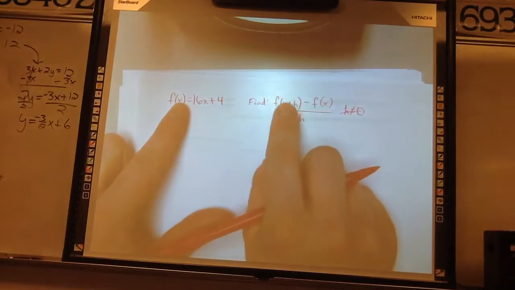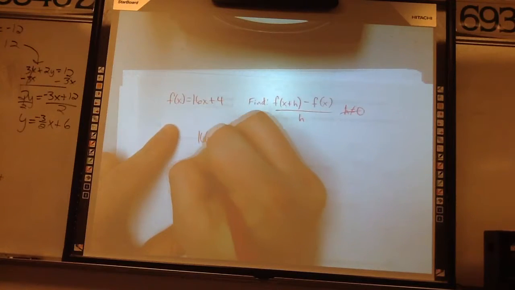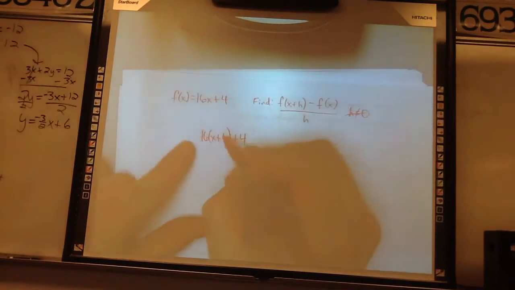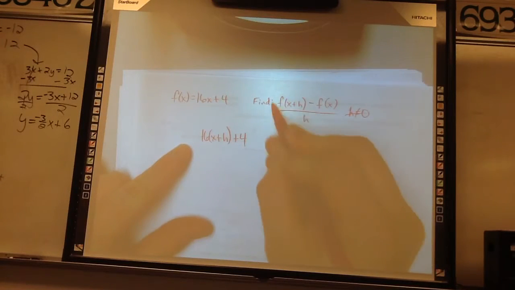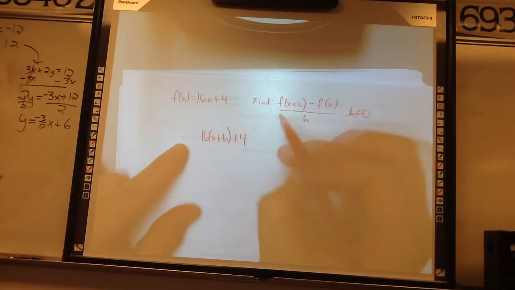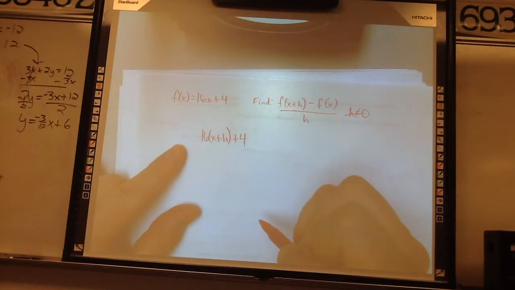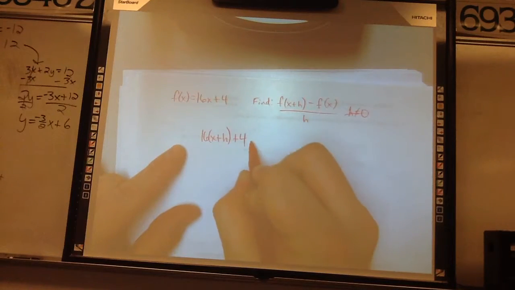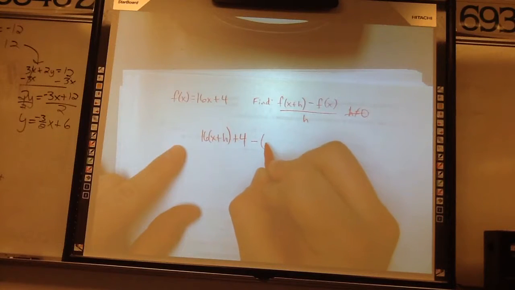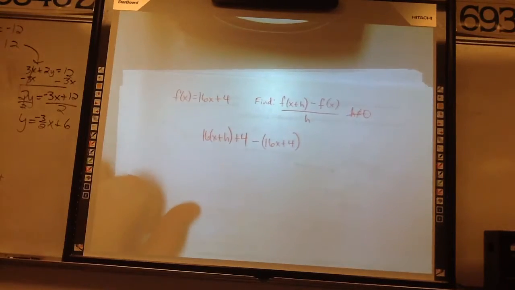So this part right here would be 16 times x plus h, plus 4. Yeah, but then you have two variables. So you just distribute it? You plug that in for x. Pretty simple. Move on. Minus x plus h. How did the f turn into 16? 16 times x plus h, plus 4. Oh, right. Okay.